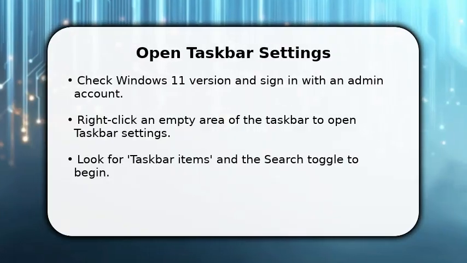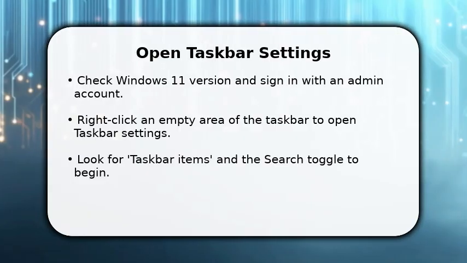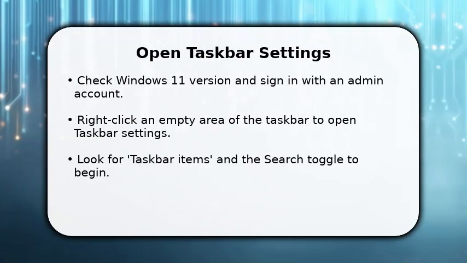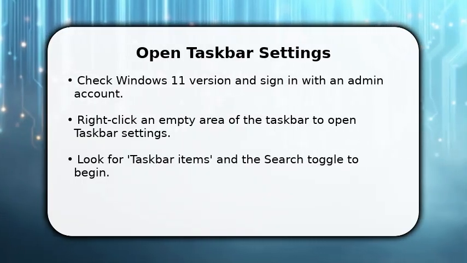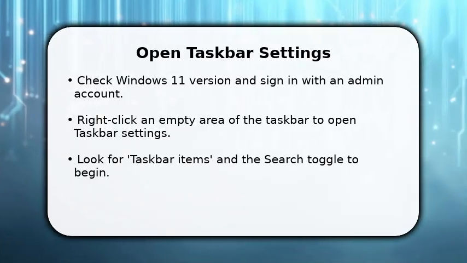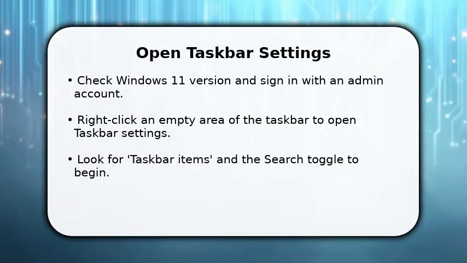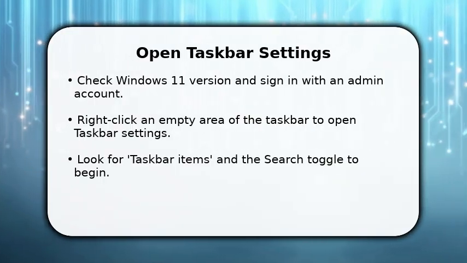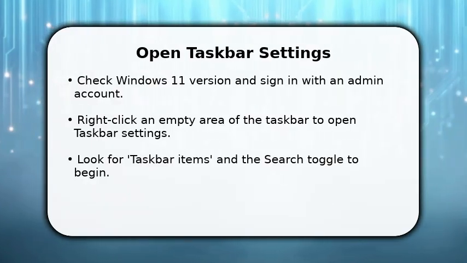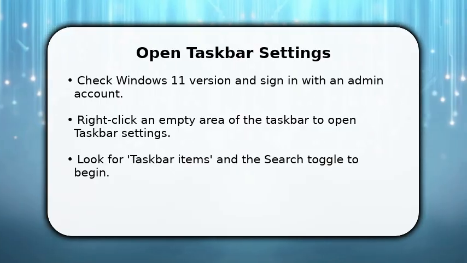You start by confirming you have an admin session and a recent Windows 11 build. Right-click the empty taskbar area and choose Taskbar Settings. Once done, expand the Taskbar Items section. This is where Windows exposes the search control. You do this now because it's the simplest, safest path. Make sure to follow the on-screen options and keep the settings window open for the next step.